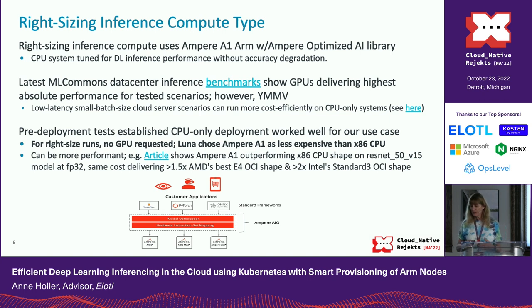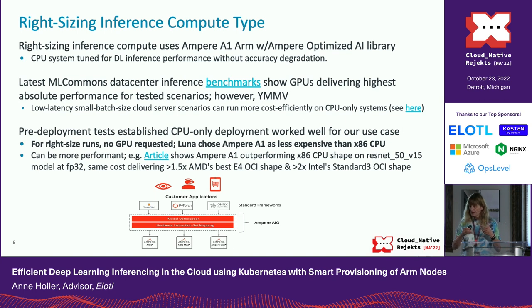Turning our attention to right-sizing of the inference compute type, we use this Ampere A1 compute type, which is available on both Google and on Oracle, with the Ampere optimized library. And this is a system that's been tuned for DL inferencing without accuracy degradation. Now, stepping back, I should say that the latest ML Commons benchmarking for inferencing showed GPUs delivering the highest absolute performance. But your mileage may vary.